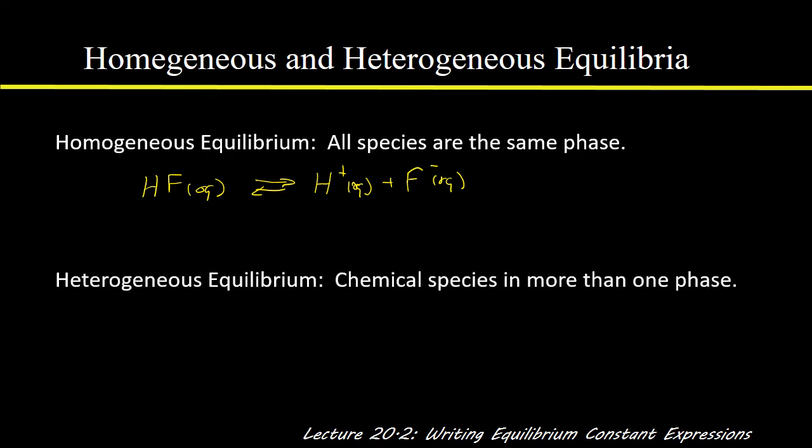Heterogeneous, of course, means that you have a mixture of phases. So you might have aqueous species and gaseous species, or solids and gases, or dissolved species and solids, any kind of a combination. That would be an example of heterogeneous equilibrium. All right? When you've got heterogeneous equilibrium, all you do is combine the rules that we had before for each of the different species.